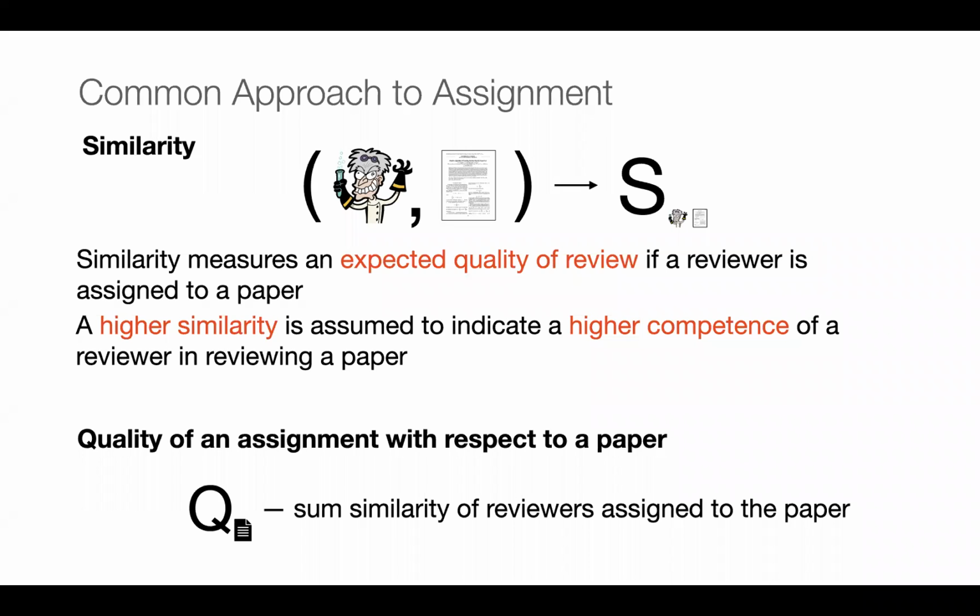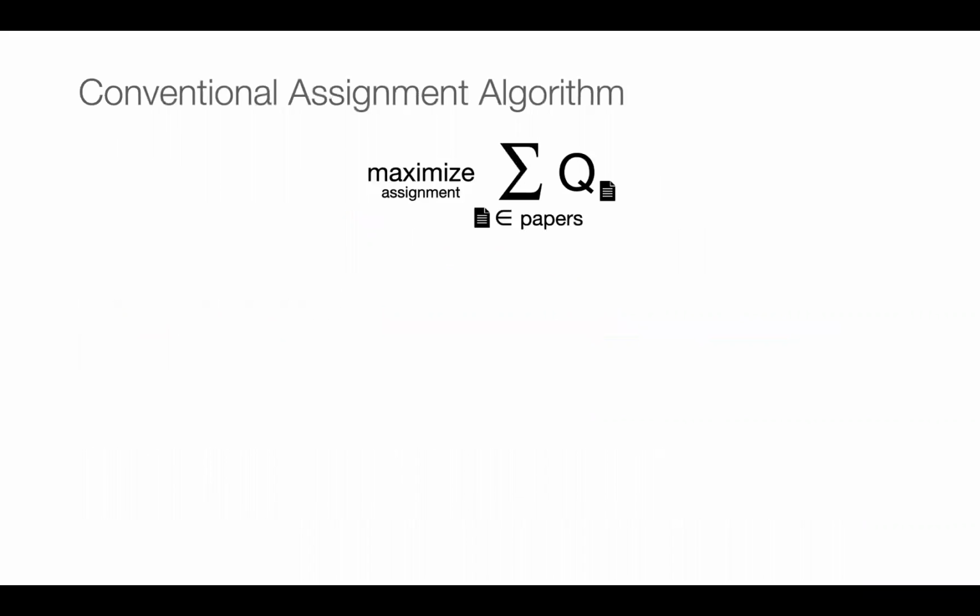So now that that's done, the key question is how to choose the assignment. What is the right criteria for the assignment? Let's start from the conventional approach. A conventional algorithm finds an assignment that maximizes the total quality of the assignment.